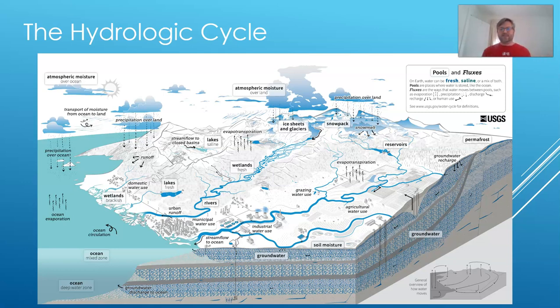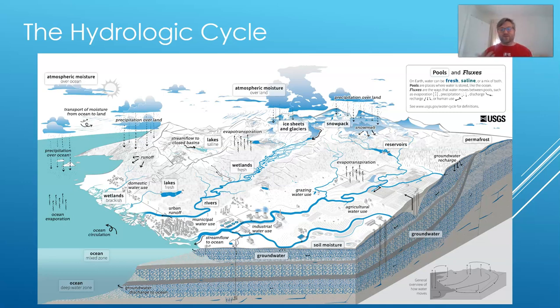And so you can see that this diagram has added a whole bunch more stocks and flows or pools and fluxes in their terminology to that picture that I was giving you before. And they've also made it look cool by drawing pictures of mountains and trees and stuff on here.